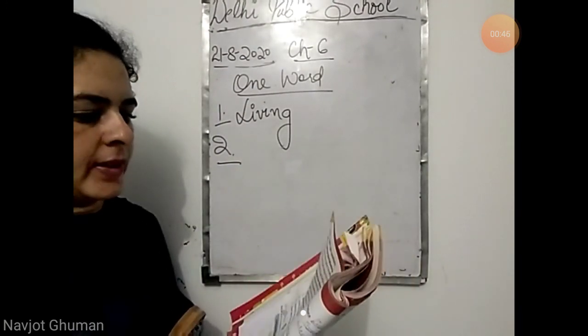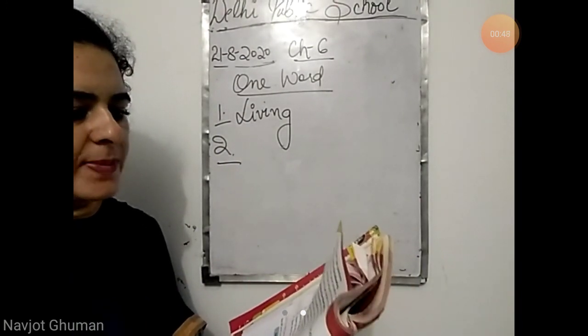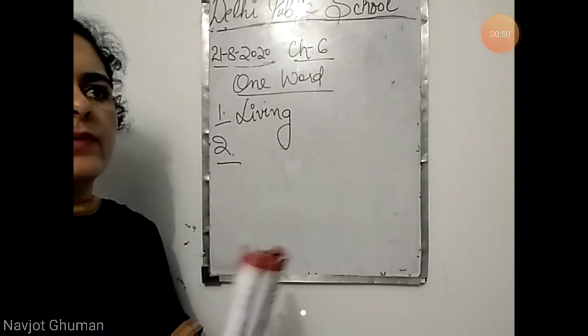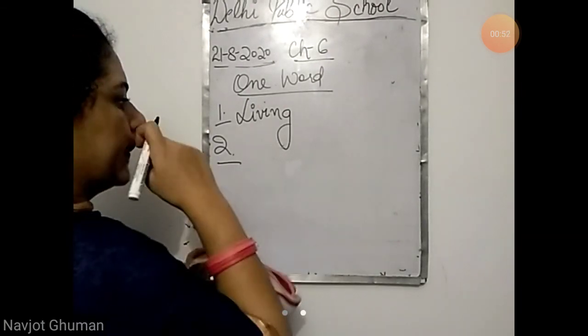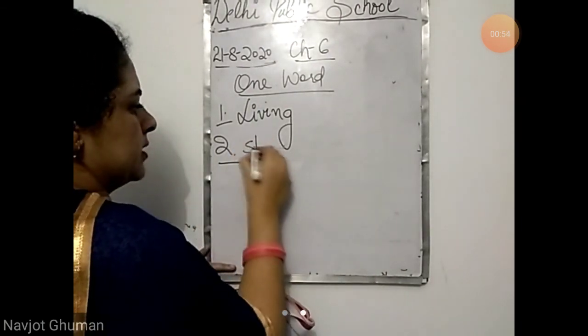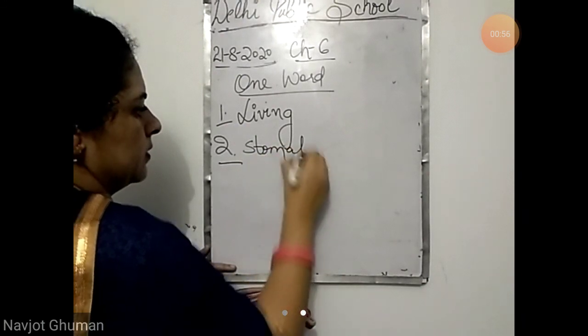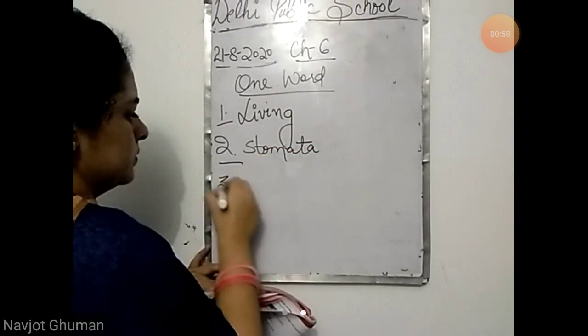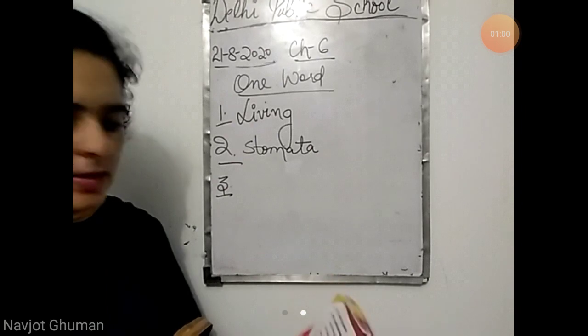Number 2, part of a plant that helps it to breathe. So which part of the plant helps it to breathe? That is called as stomata. That is present on the leaves.